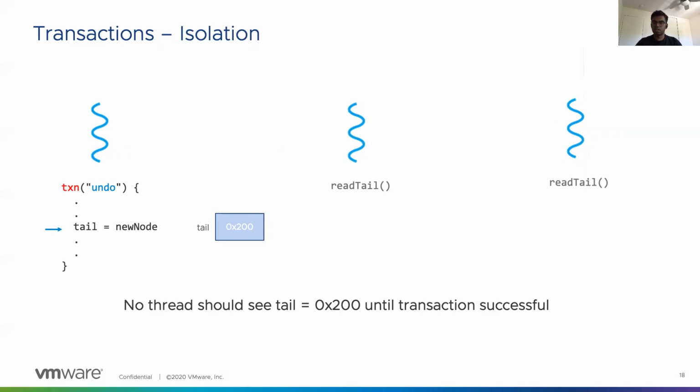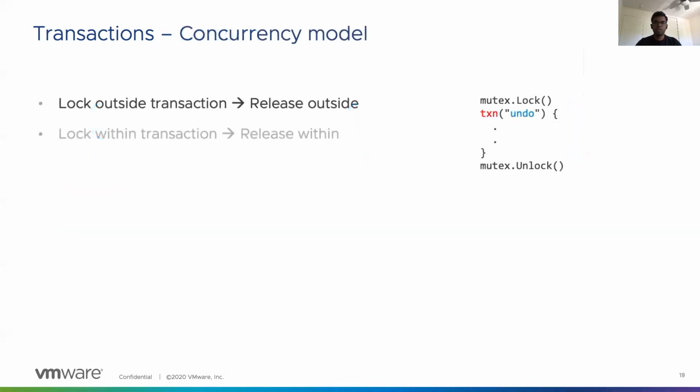At this point, even though tail contains the new value, the transaction is not over yet and can potentially be reverted. So no threads in the system should be able to see tail equals 0x200 until the transaction is successfully completed. We provide isolation in GoPmem transactions by requiring users to use Go mutex. Mutexes are already a tool to provide isolation for critical sections. GoPmem builds on this.